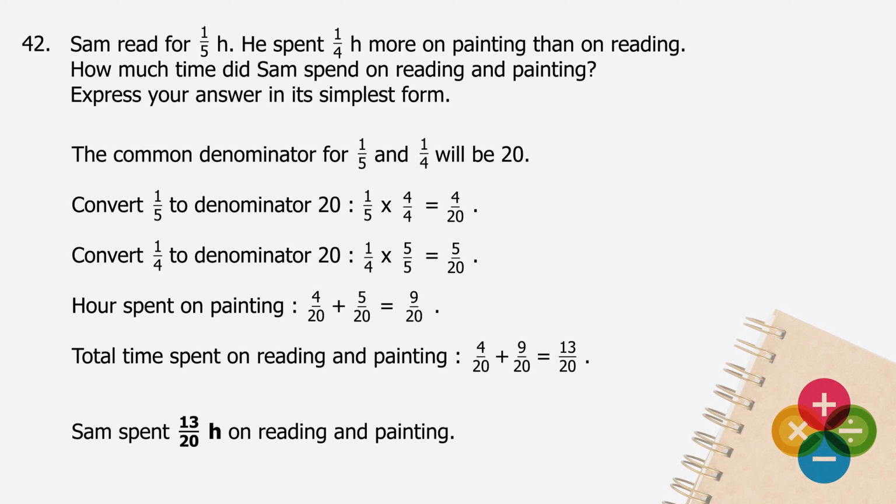The hour spent on painting will be, add 4/20 to 5/20, and the sum is 9/20. The total time spent on reading and painting will be, add 4/20 to 9/20, and the sum is 13/20. Sam spent 13/20 hour on reading and painting.